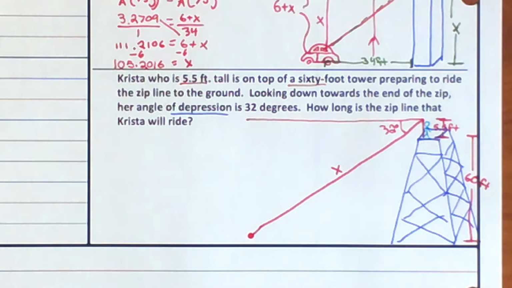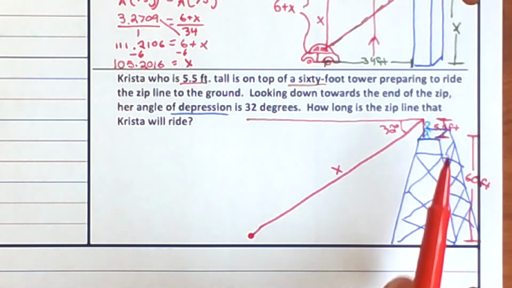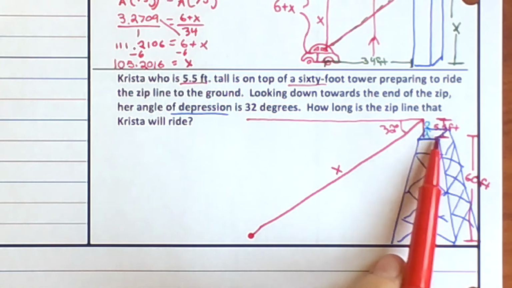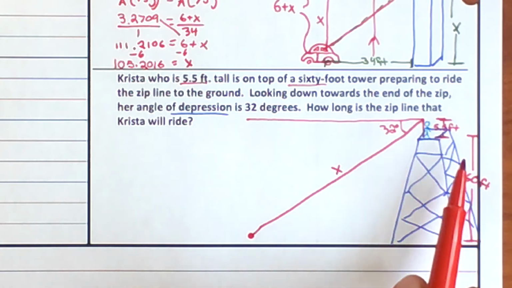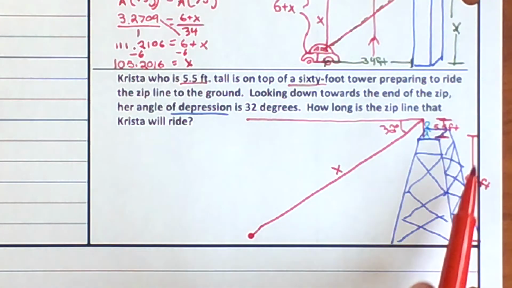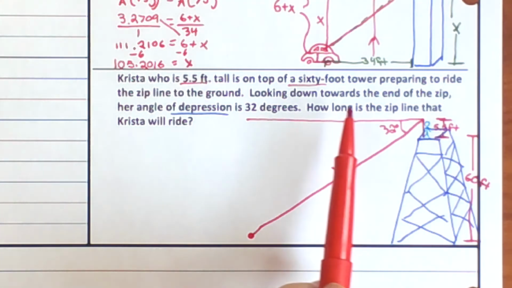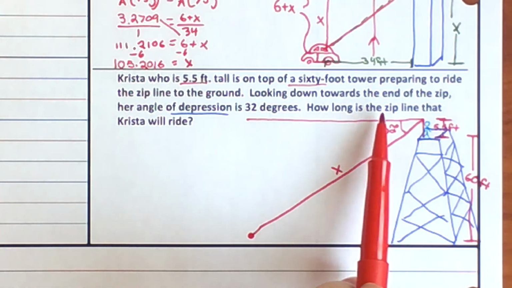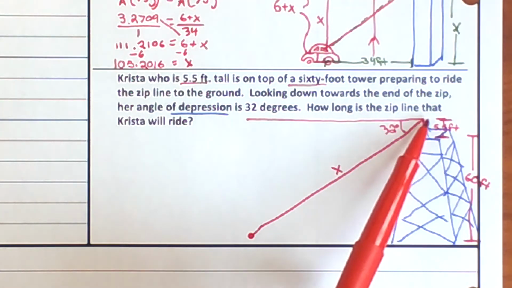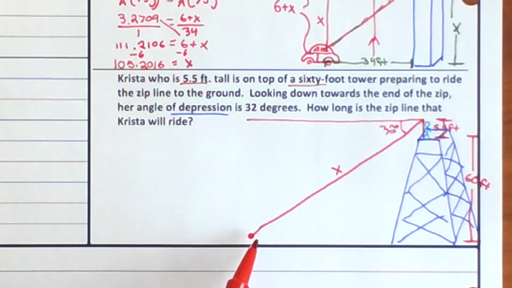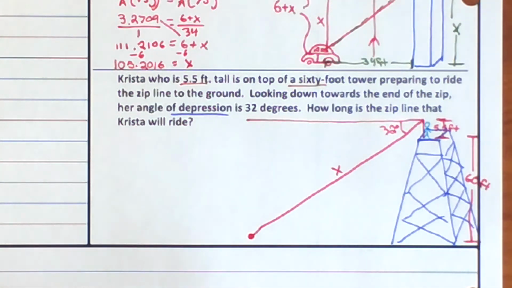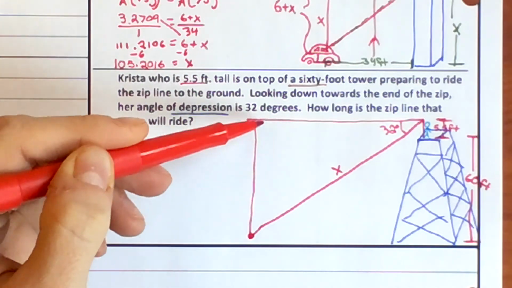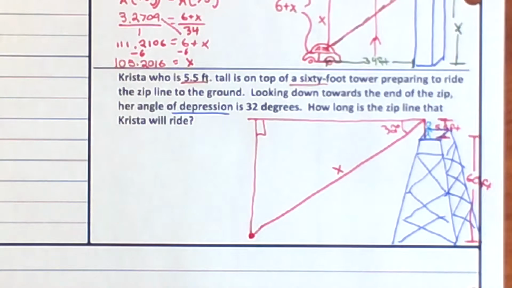So if you're struggling right now, here's how you should have it set up. We have Krista, who is 5.5 feet tall. We have the 60-foot tower that she's standing on top of. And then the angle of depression is 32 degrees. And it says, how long is the zip line that they will ride? So we are wanting to know this value right here. So again, if you're stuck, try closing in your triangle right now and go ahead and solve this on your own.